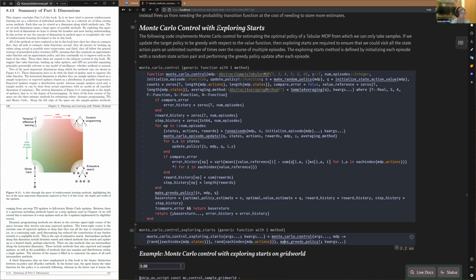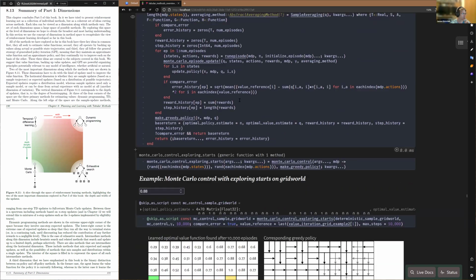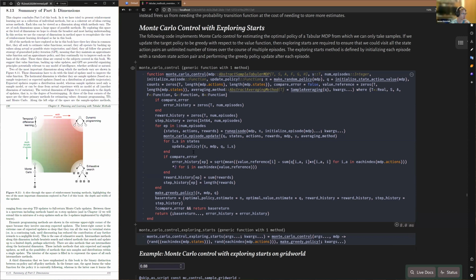Exploring starts does that by initializing the episode with a random state action pair. And that's what's done here. There's some method to initialize the episode, and here it's just selecting a random state action pair. By doing that, it means that if we run this for an arbitrarily high number of episodes, we will eventually be able to have data for every state action pair.